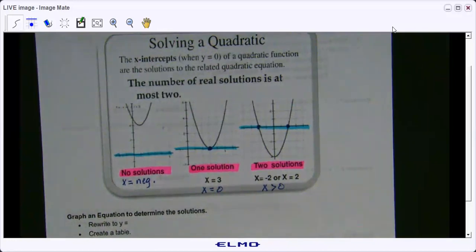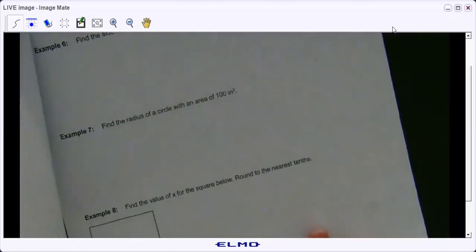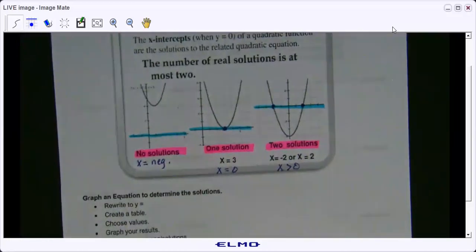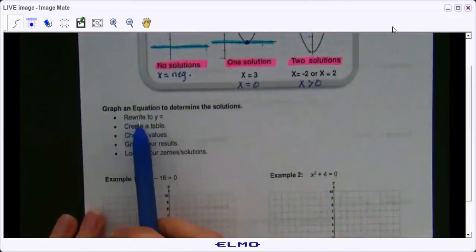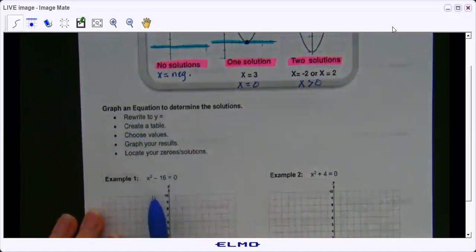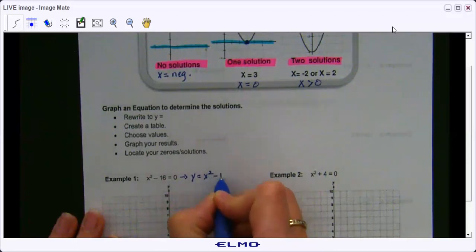All right, so let's go ahead. Let me make sure I did that right. Okay. So let's go ahead and look at these two. We have known that in order to be able to graph a parabola, you need to know the vertex and then you need to get 2 additional points. So the first thing we're going to do is rewrite our equation to y equals rather than 0 equals. So we're going to change this to y equals x squared minus 16.